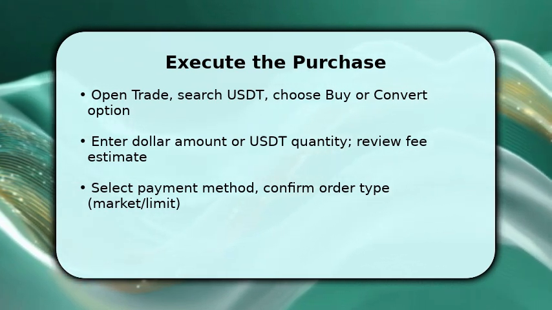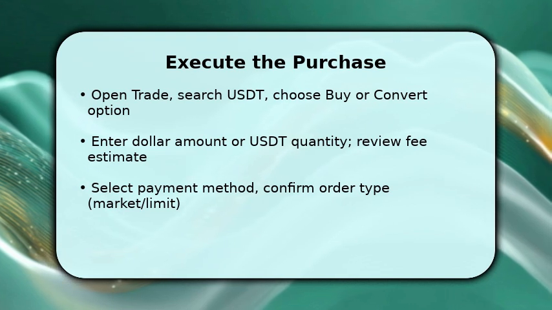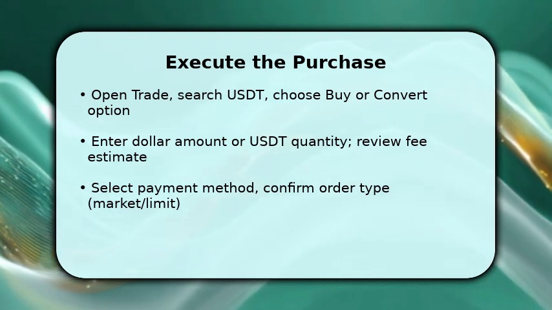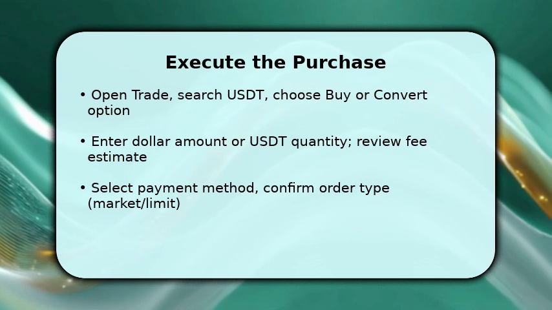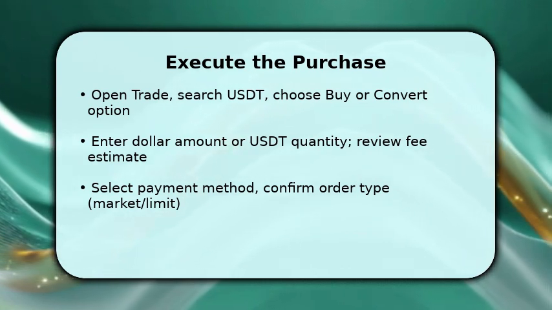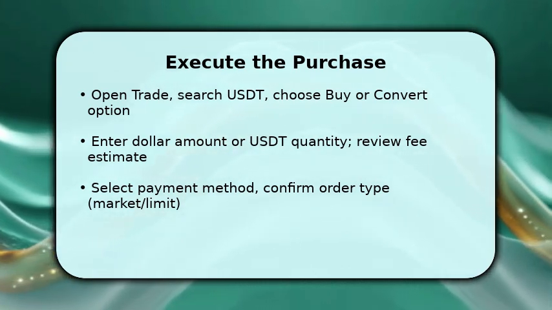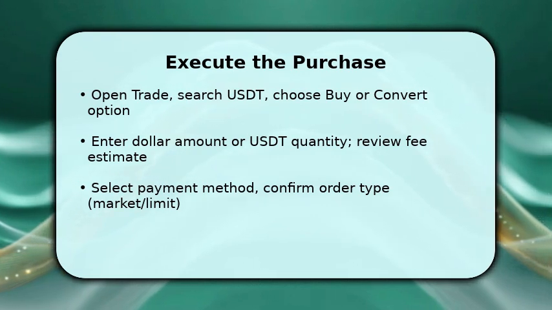Choose your linked payment method, bank for lower fees or card for speed, and select market for immediate execution or limit to control price. Once you confirm the order, Coinbase executes the trade. The USD appears in your Coinbase wallet shortly after.